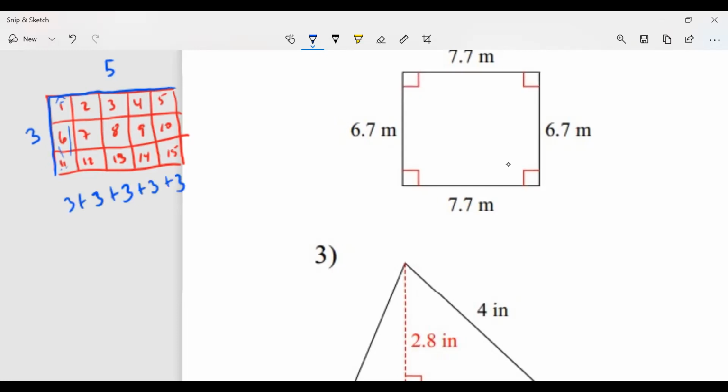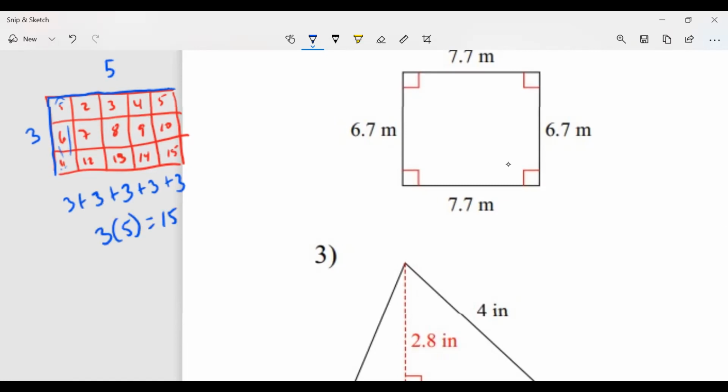But then we remember repeated addition, right? When I'm adding the same number over and over and over, repeated addition is basically multiplication. So instead of adding 3 by itself 5 times, I'm just going to go 3 times 5. And that gives me 15. So like I said, I could count the squares or I could just multiply them.